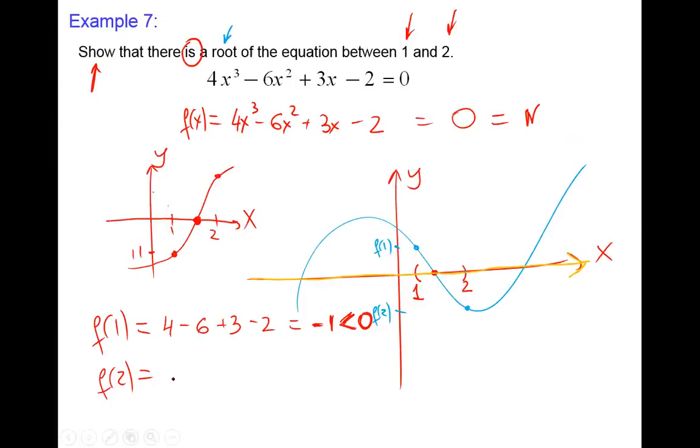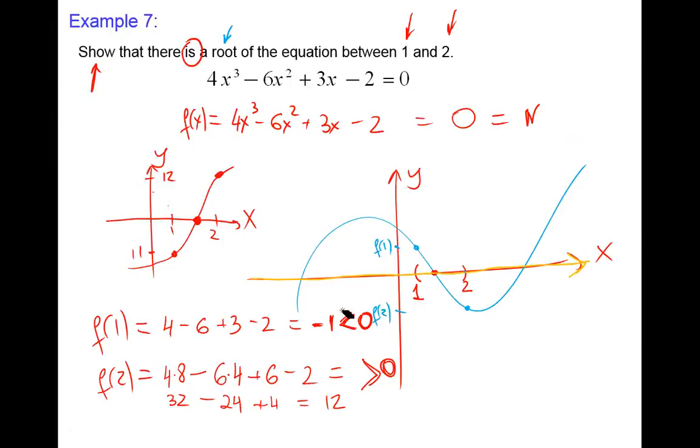But who can help me? 4 times 8 minus 6 times 4, plus 3 times 2 minus 2. This is 32, this is 24, and this will be 4. I will not even finish, but this is definitely greater than 0. It is 12? I think it is 12. Good. That means this value is 12.